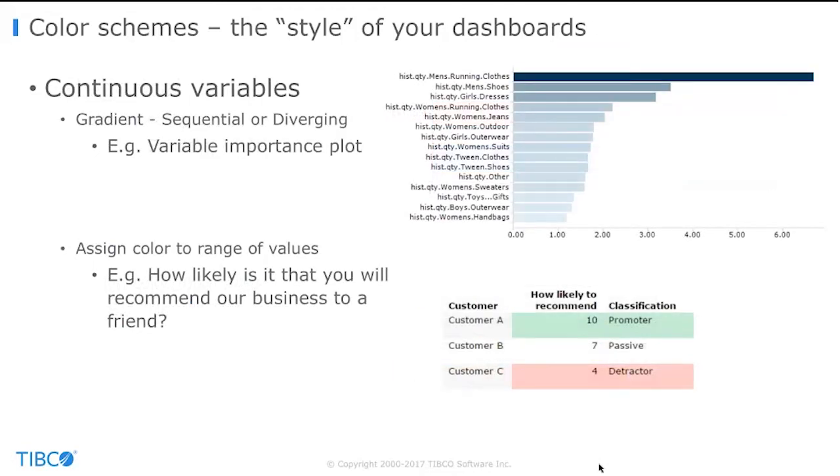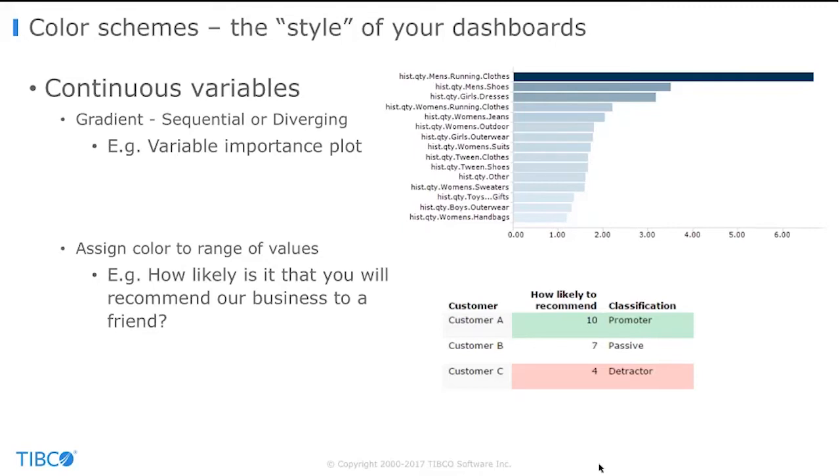All right. So moving on to continuous variables, there are a couple of different options available to set up the color scheme. First, you can use a gradient color scheme for continuous variables. The example on top is a plot for variable importance in creating predictive models. In running the model, we can tell which predictors are the most important in predicting, let's say, whether somebody will buy a certain category of product.